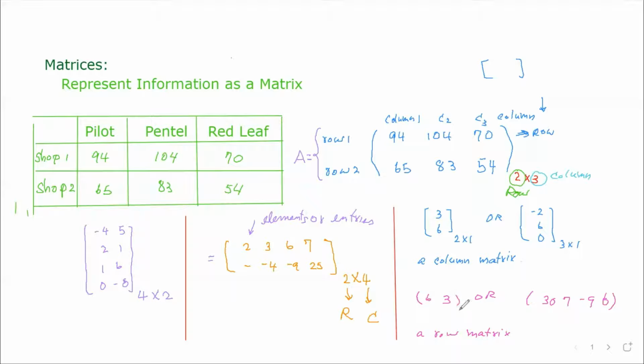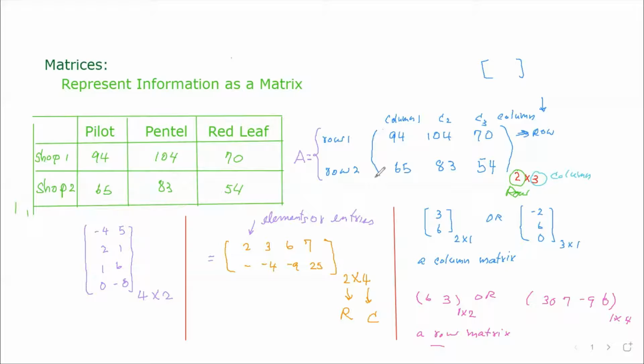In this case, a row matrix, how many rows do we have? Only 1. How many columns? 2. Same thing for this one: how many rows? 1. How many columns? You count 1, 2, 3, 4, so 1 by 4. And this shape with 1 column we call a column matrix. This is most of the introduction to the matrix.